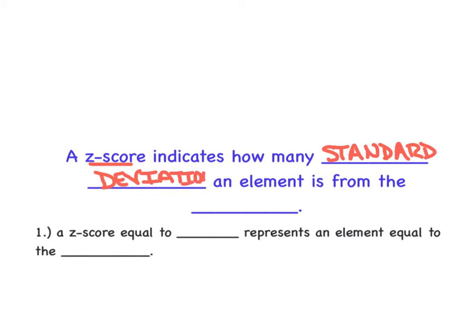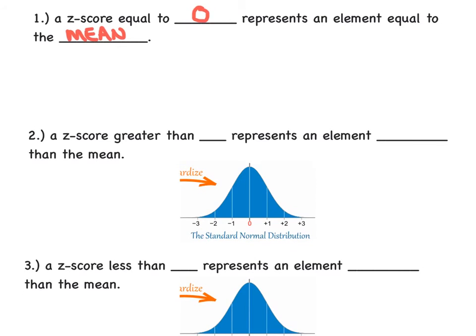How many standard deviations an element is from the mean. So let's look at a bunch of different examples. If you said we had a z-score equal to 0, that represents an element that is exactly equal to the mean. So what I like to do right there is let's go ahead and say that 0 right there is the mean. And that's going to be true 100% of the time when we're working with normal distribution.